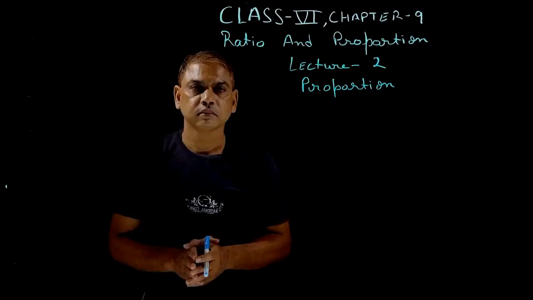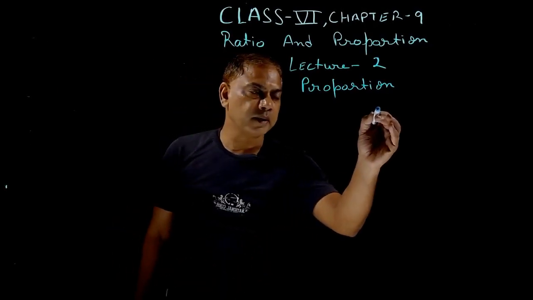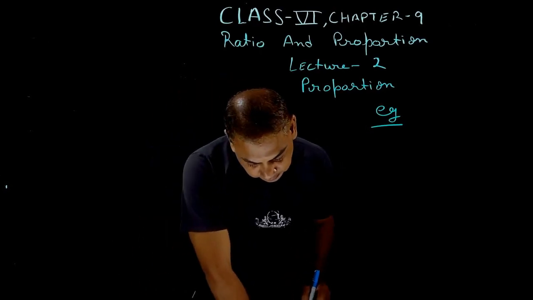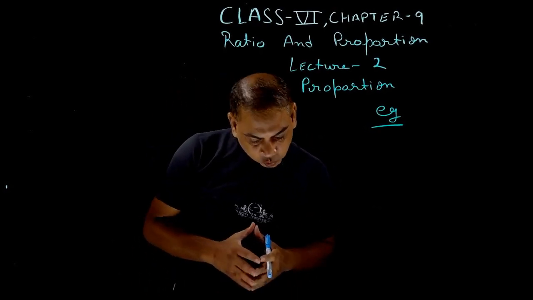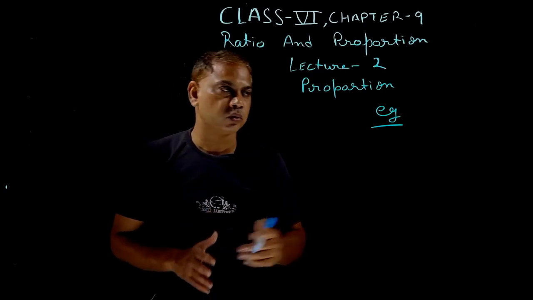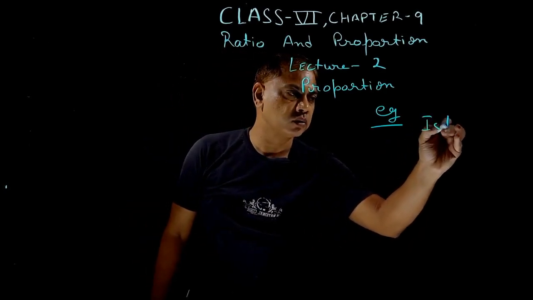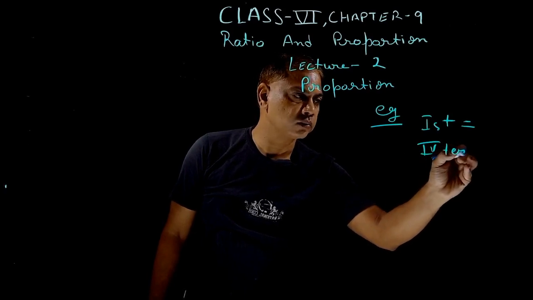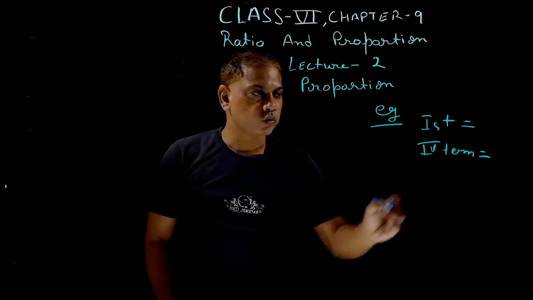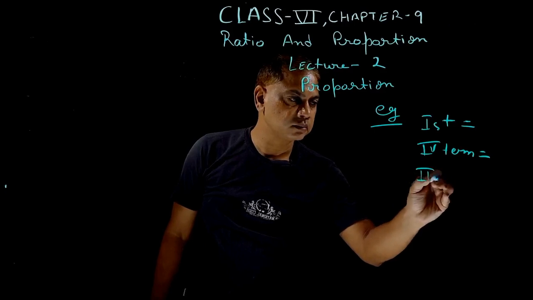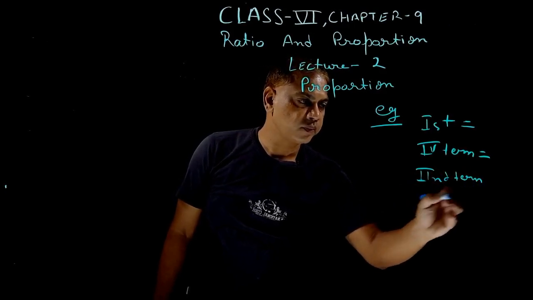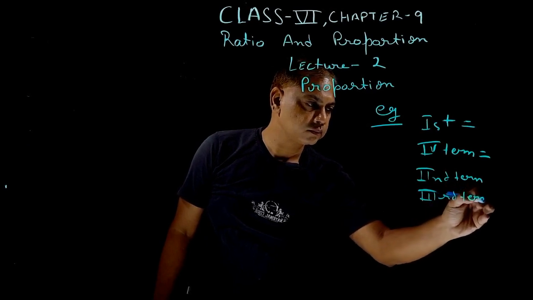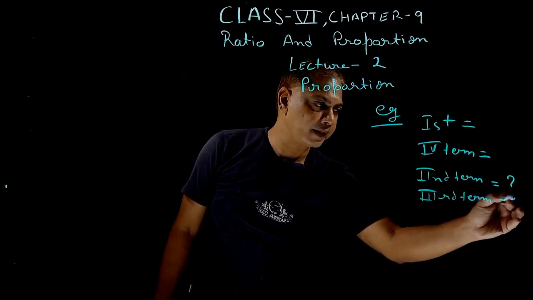Clear? Good. Now again, a very important example, student. Question will be asked. The first and the fourth term of the proportion are given to you. First term is given to you and the fourth term is given to you. Okay? You have to find out the second term and third term. ये आपको फाइंड आउट करना है.